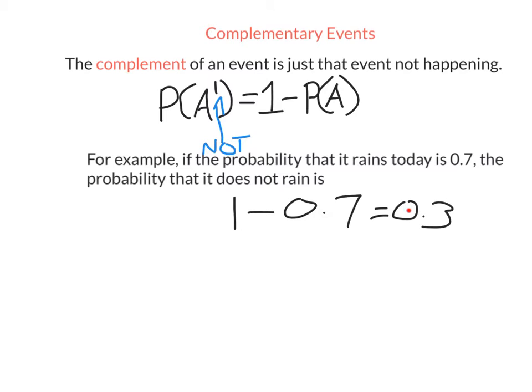Note these two numbers add to 1. Probabilities add to 1 in exactly the same way percentages add to 100%. And we'll see later in the video, sometimes complementary events can make probability calculations much, much simpler. So let's move on now to sets.